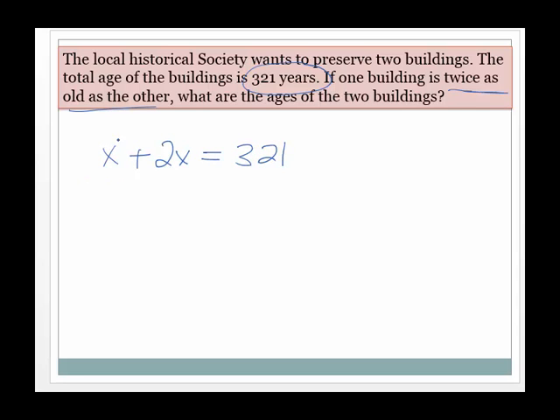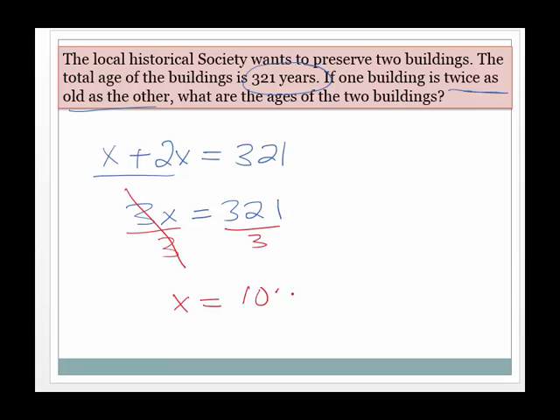So by calling the younger building X, I had to call the older building 2X because it's twice as old, and we know the ages of the 2 buildings add up to give us 321. Well, using a little algebra now, 1X plus 2X is 3X. That equals 321, and I bet you remember that the way to solve a problem like this, the way to get rid of a multiplication of 3 is to divide by 3 on both sides of the equation to get that X all by itself. So we get X is 107.